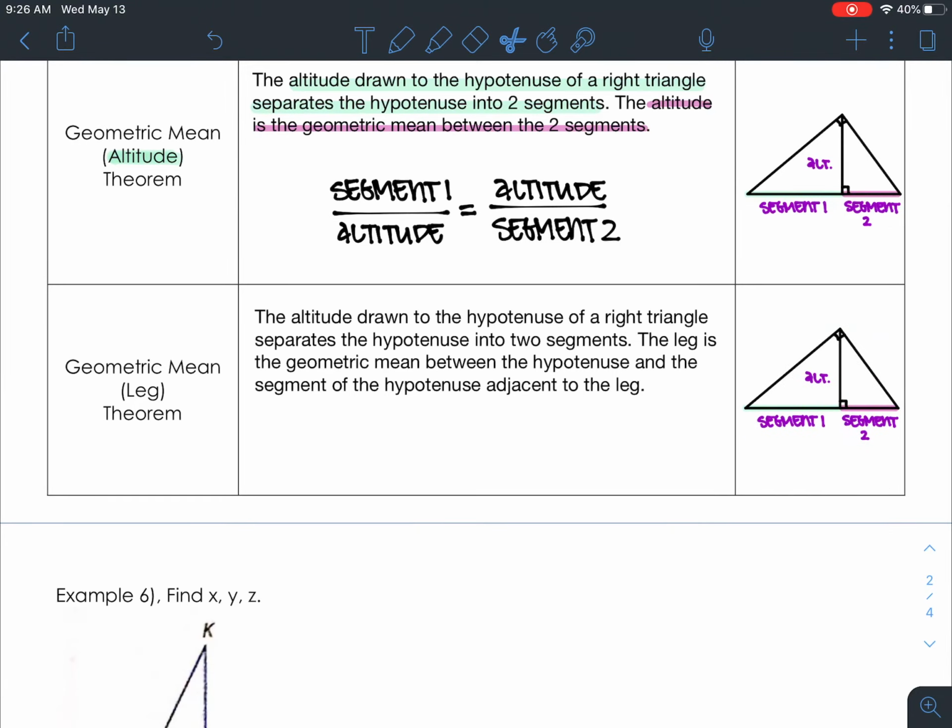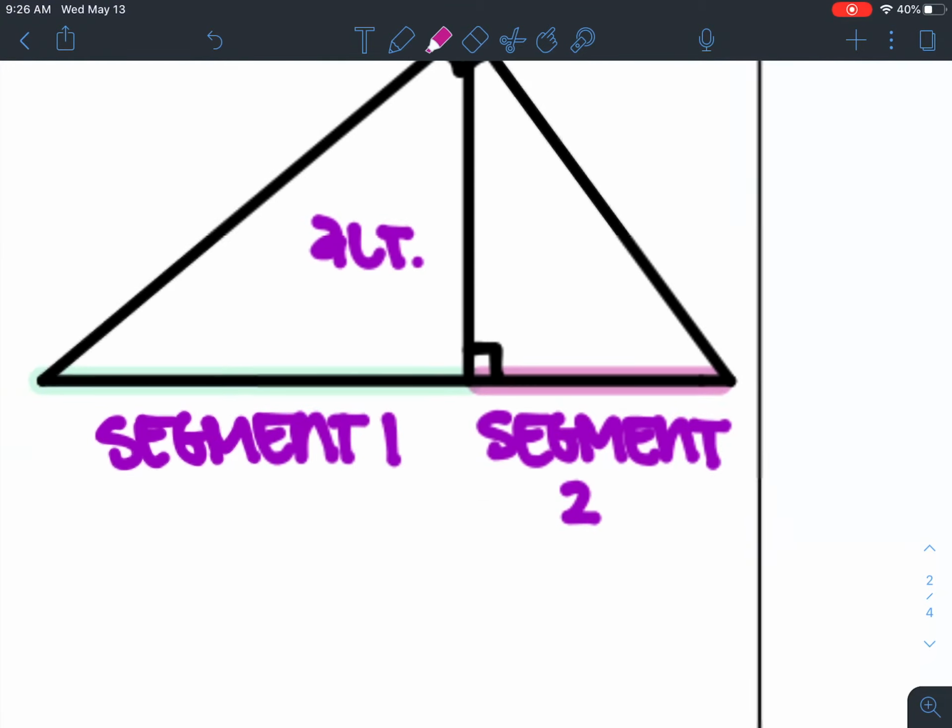Okay, so it starts the exact same way. So it says the altitude drawn to the hypotenuse of a right triangle separates the hypotenuse into two segments, okay? So once again, that's what we have. We have the altitude drawn to the hypotenuse of that original triangle, and it splits the hypotenuse into two different segments, okay?